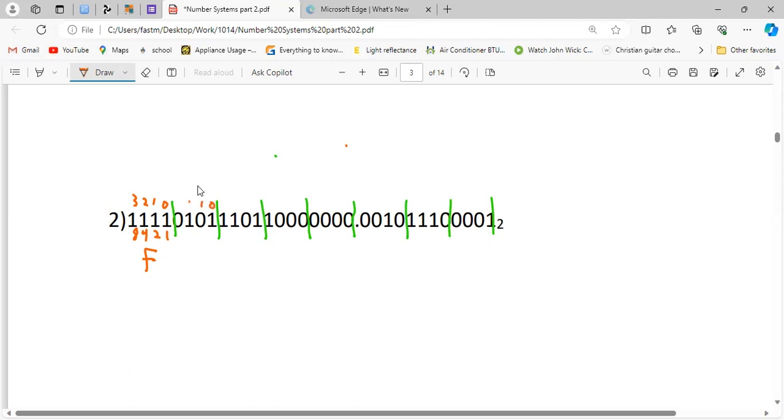So then this one, 0, 1, 2, 3, same idea. No 0, no 2, so this will be 1. This here is 4. So 4 plus 1 is 5.